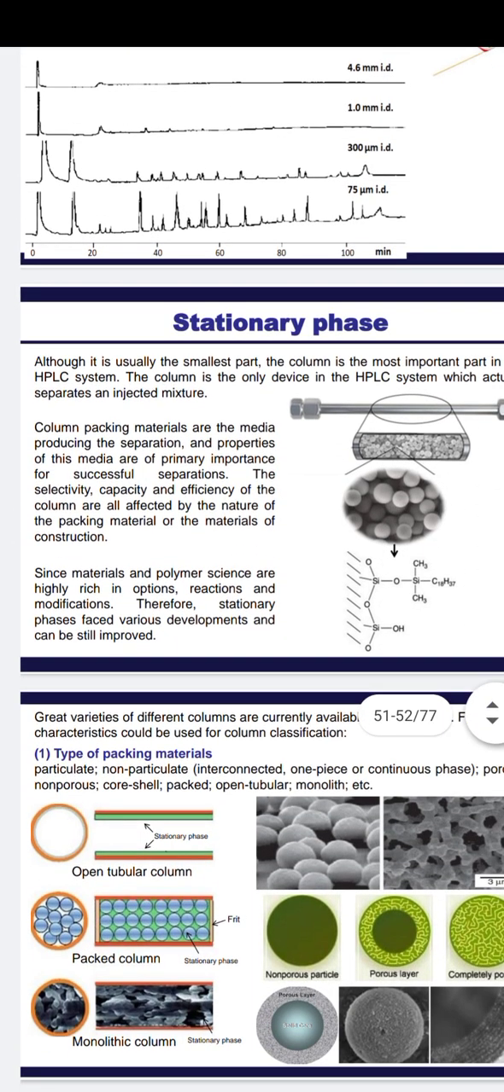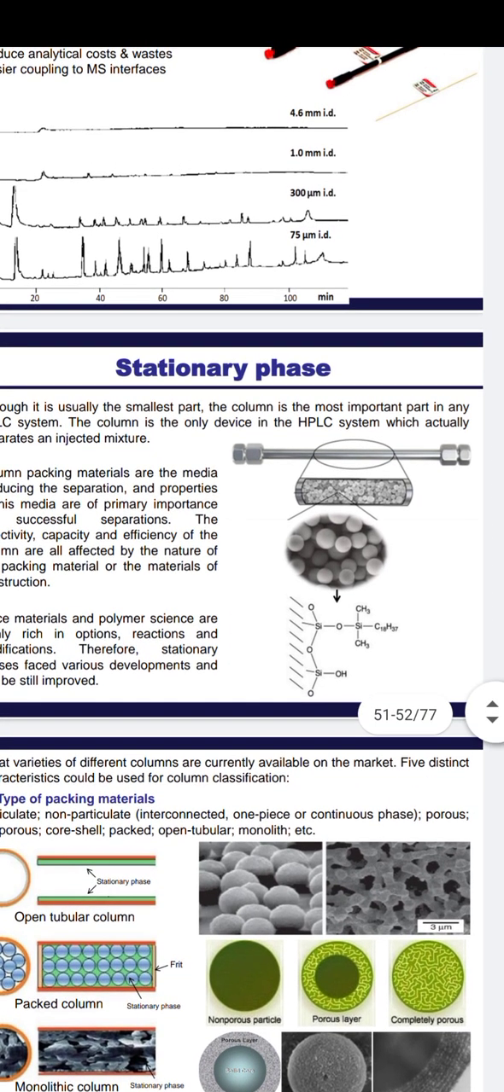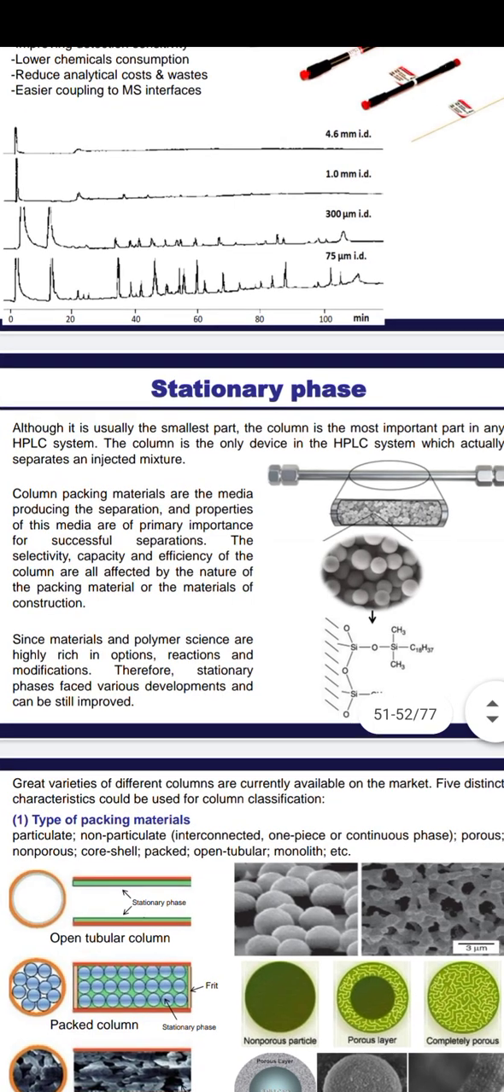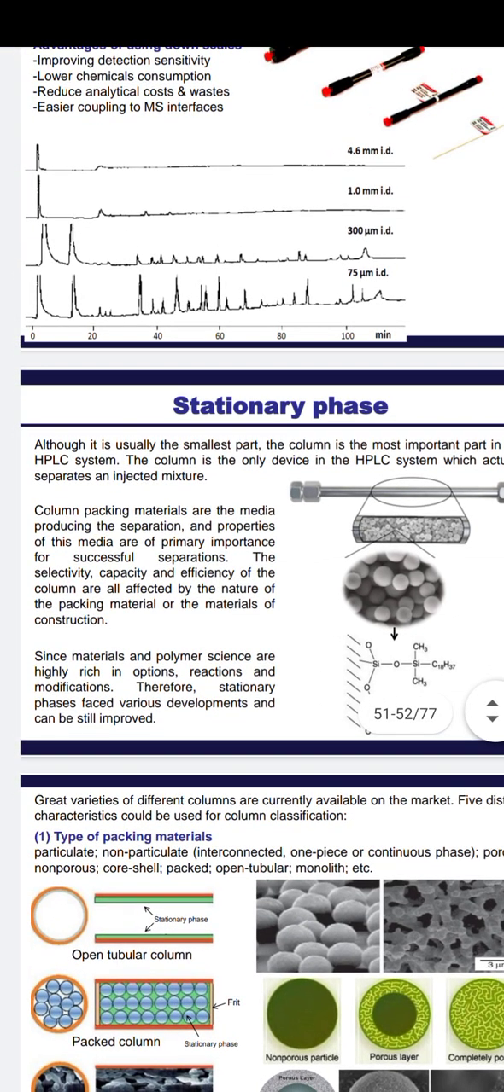Next is the stationary phase. It is usually the smallest part. The column is the most important part in any HPLC system. The column is the only device in the HPLC system which actually separates an injected mixture. Column packing materials are the media producing the separation, and properties of this media are of primary importance for successful separation. The selectivity, capacity, and efficiency of the column are all affected by the nature of the packing material or material of construction.